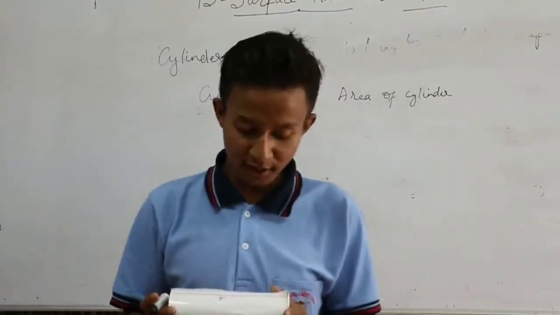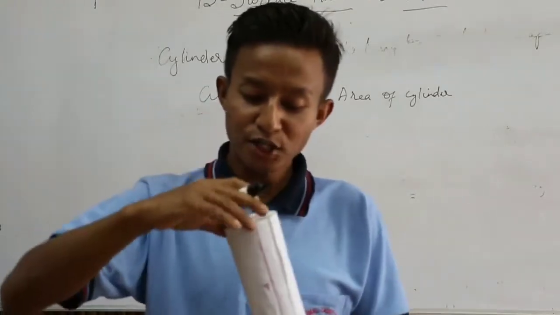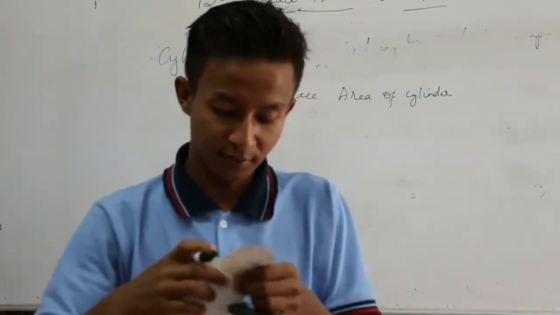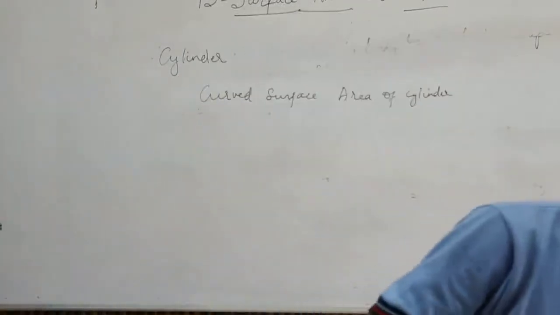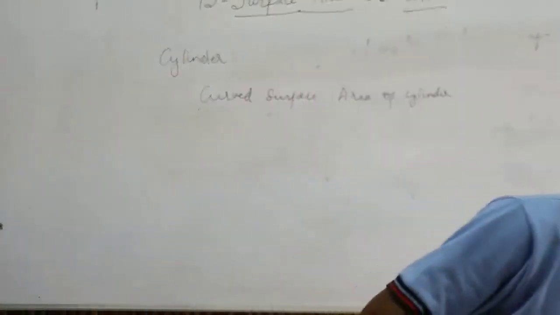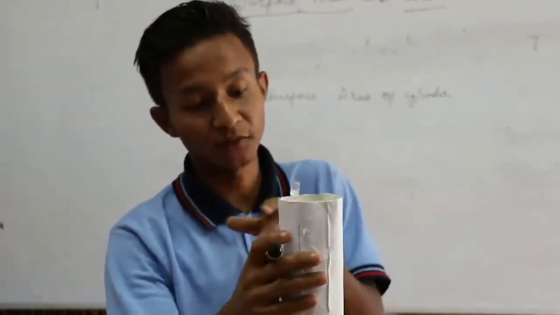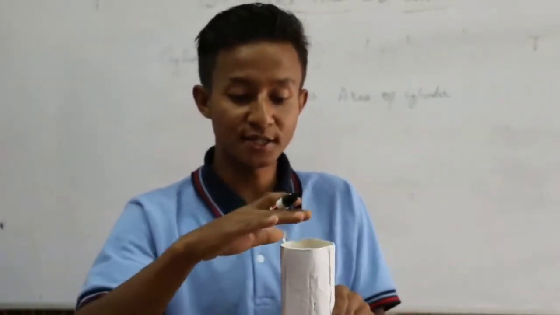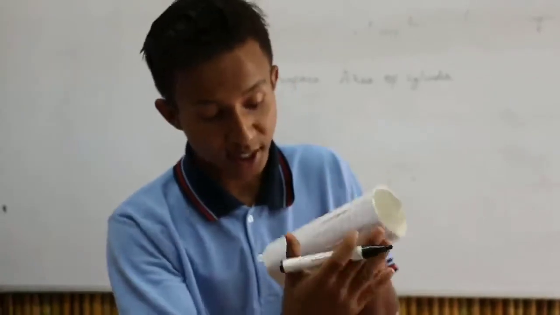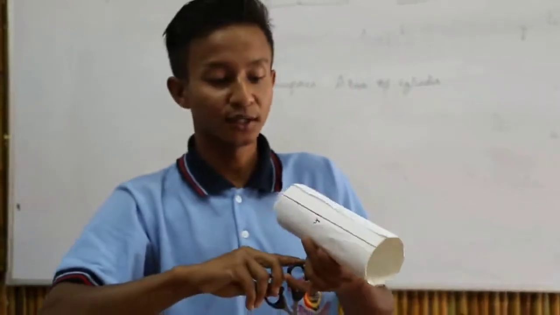If you want to talk about the curved surface area of a cylinder, first you must exclude these two circles. If you want to talk about curved surface area, it means only this part, the curving part. To find the curved surface area by looking at this is very hard. But then I use this scissor to cut this thing.